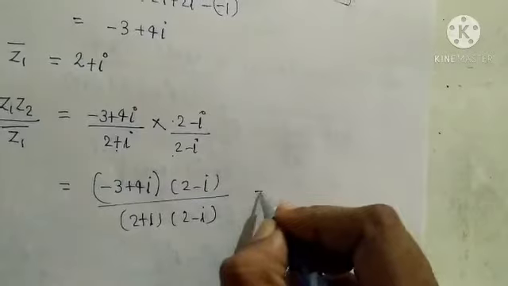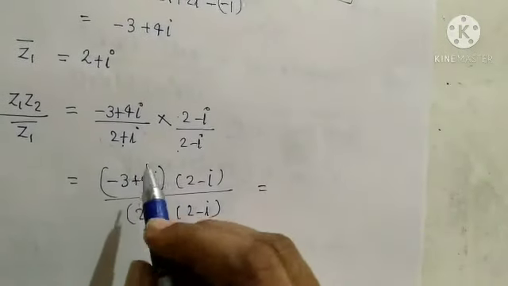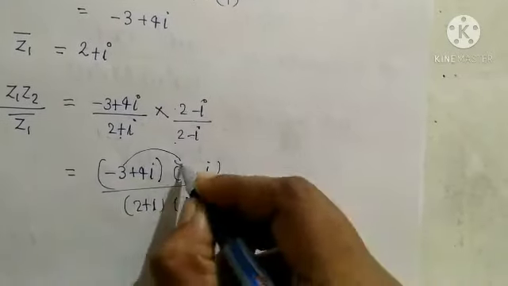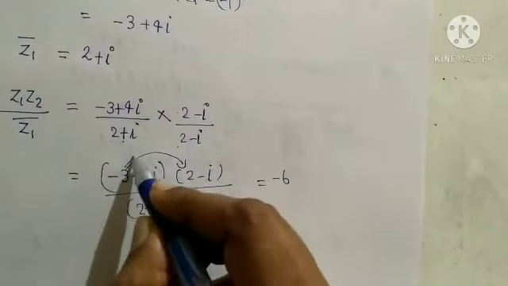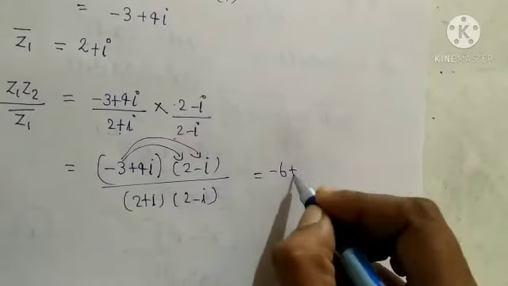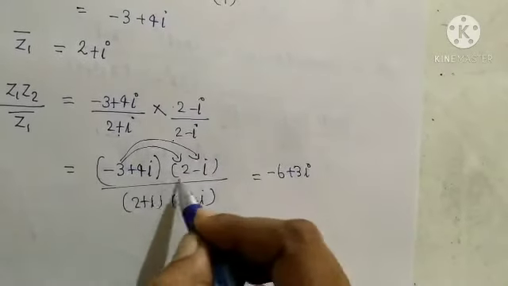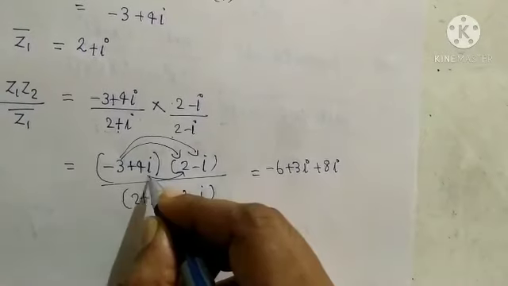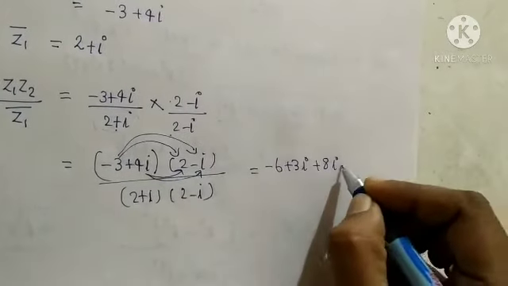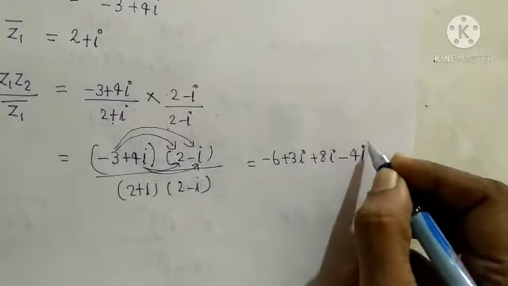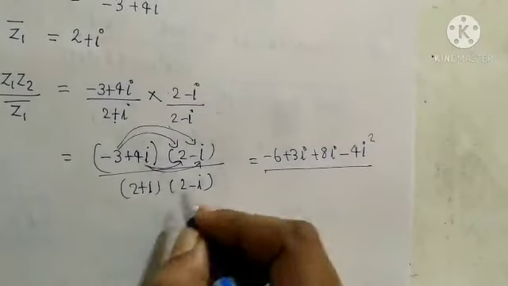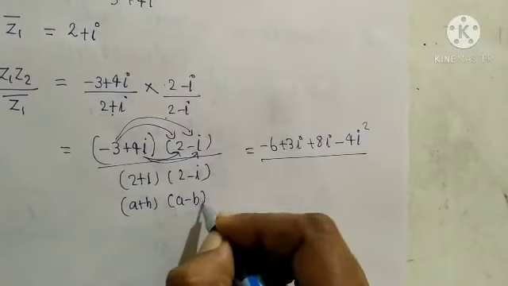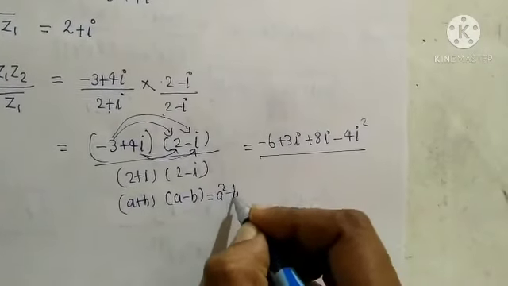Okay, so again multiplying these two complex numbers, this will be equal to minus 3 into 2 will become minus 6, minus 3 into minus i will become plus 3i, 4i into 2 will become plus 8i, 4i into minus i will become minus 4i square, whole divided by, this is in the form of (a plus b) into (a minus b), which is equal to a square minus b square.